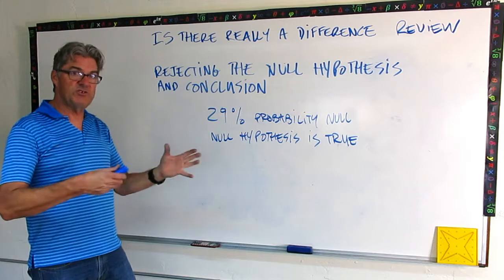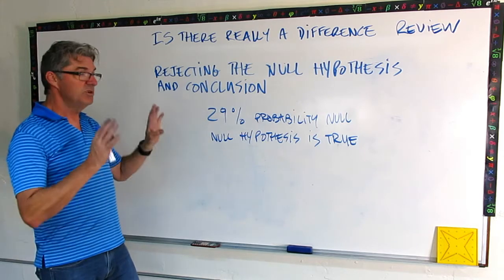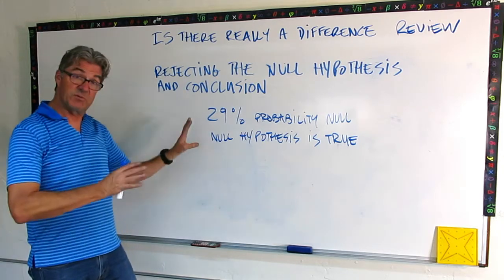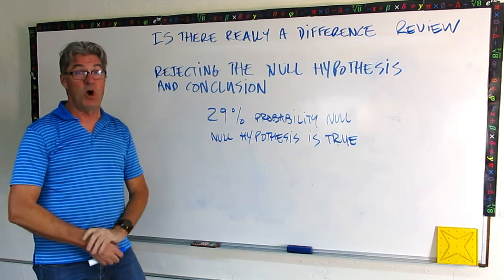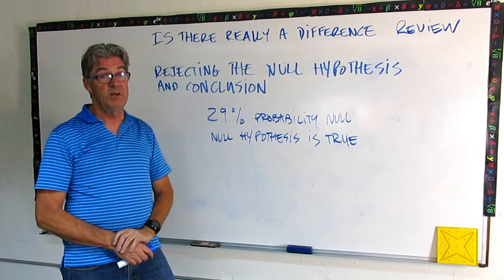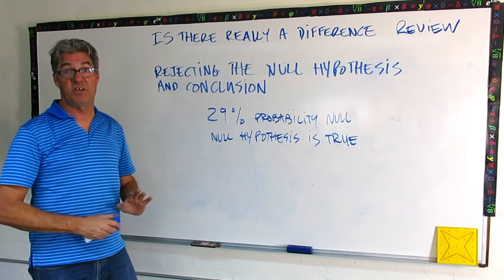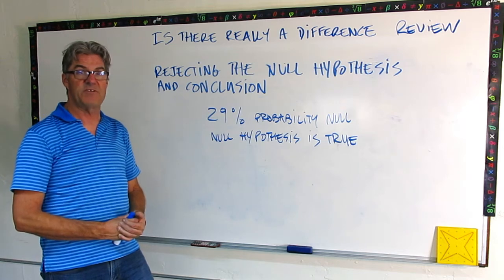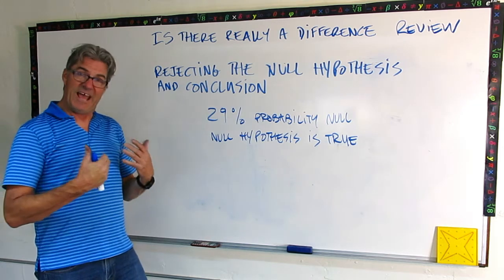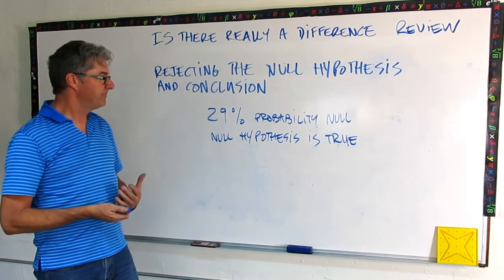29% is close to 1 in 3 times that you would do this study and get this result, this lower probability for the null, but nonetheless the null would actually still be true. So you cannot reject the null in this case. You cannot come to a strong conclusion about your hypothesis. So let's go to what can you say? Because you can say something.